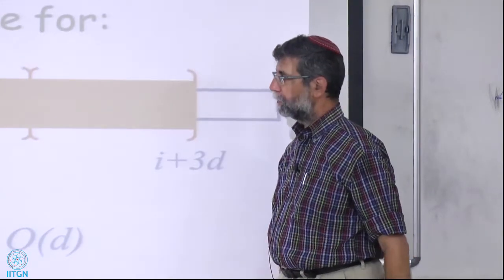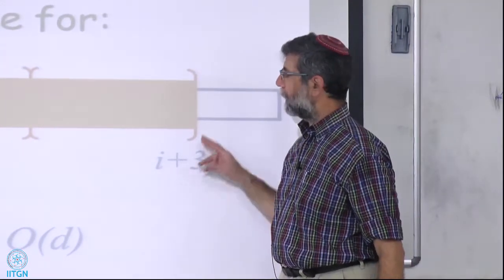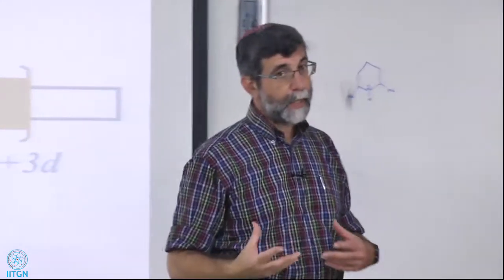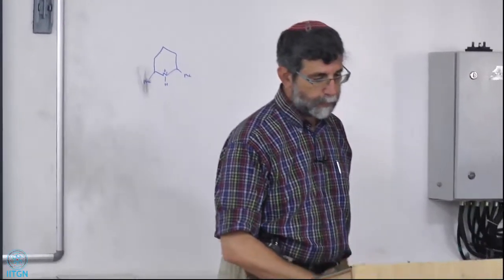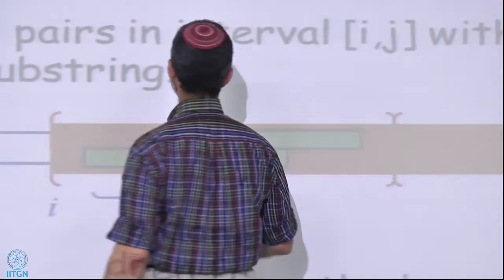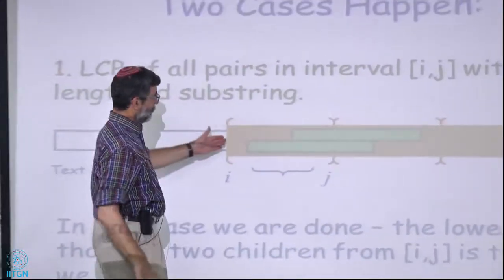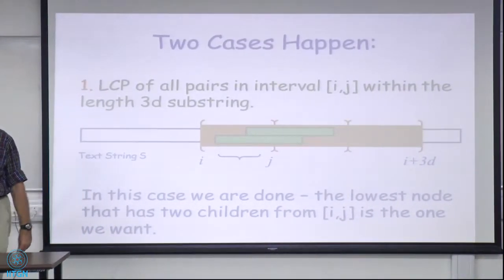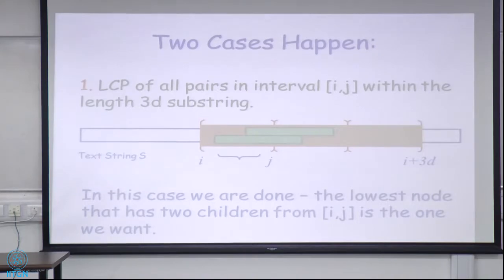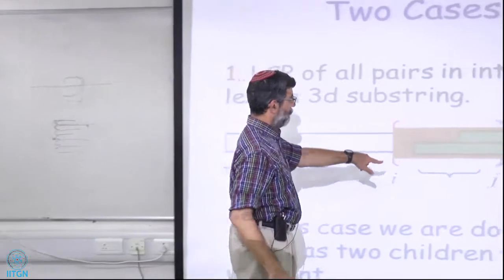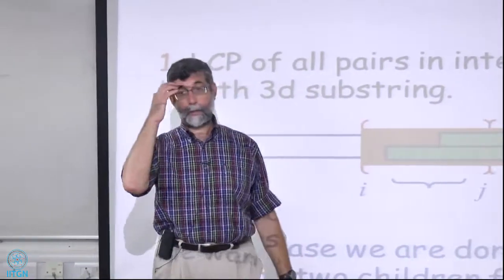So we built it. Now, there are two cases that can happen. So we don't have the entire suffix tree, but it may actually already give us the solution that we want if we're lucky. Why? Because if the LCP of all the pairs in this interval are within the length 3d substring, then we're done. Because we take the longest one.